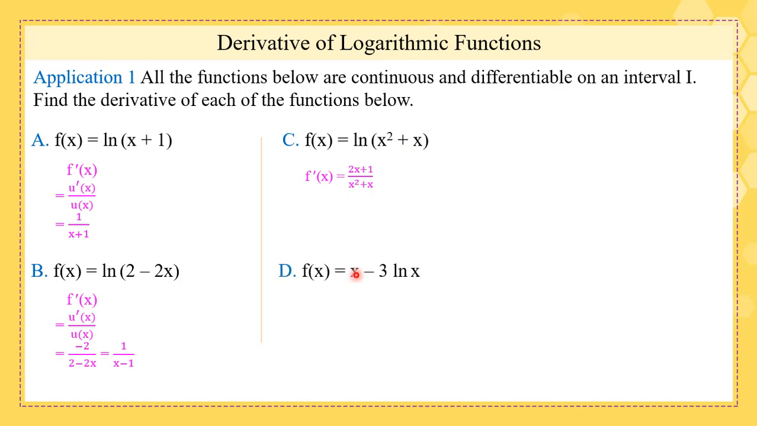f of x is x minus 3 ln x. Its derivative: the derivative of x is 1, and the derivative of ln x is 1 over x, and this is a constant which is multiplied by ln x.